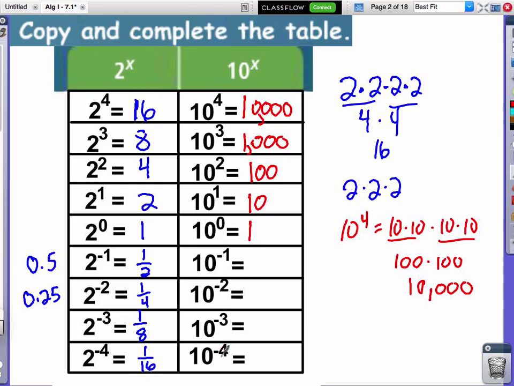And then what we learned on this side with negative exponents, it's reciprocal. So these are still positive numbers because the base is 10, it's positive. So this is 1 over 10, 1 over 100, 1 over 1,000, and 1 over 10,000. So that's our start of negative exponents.